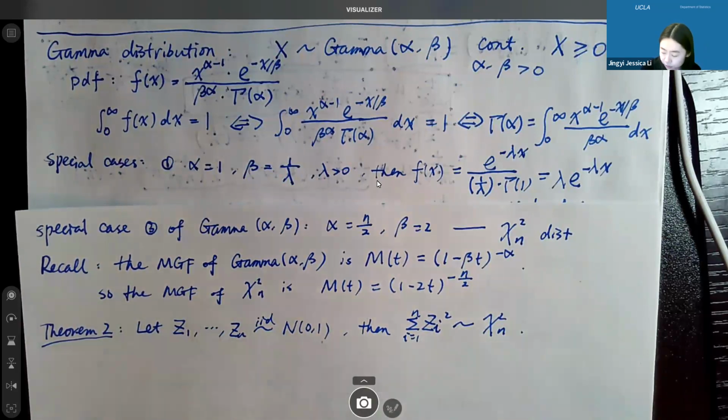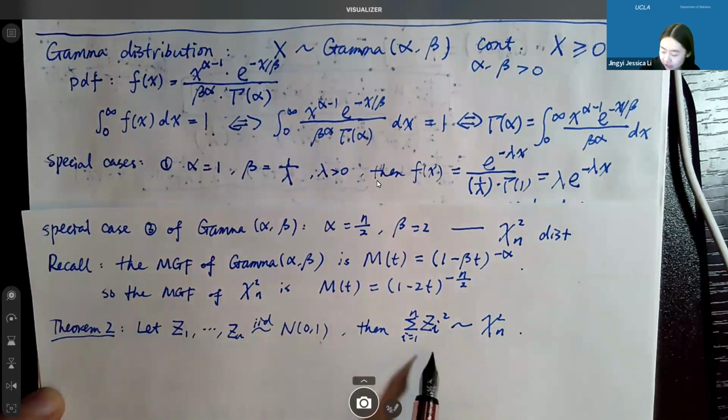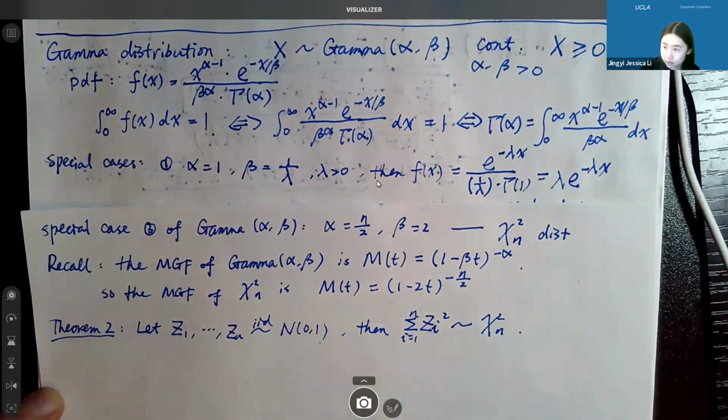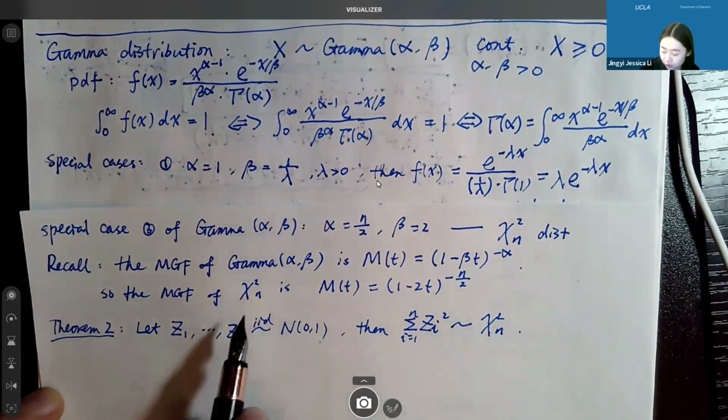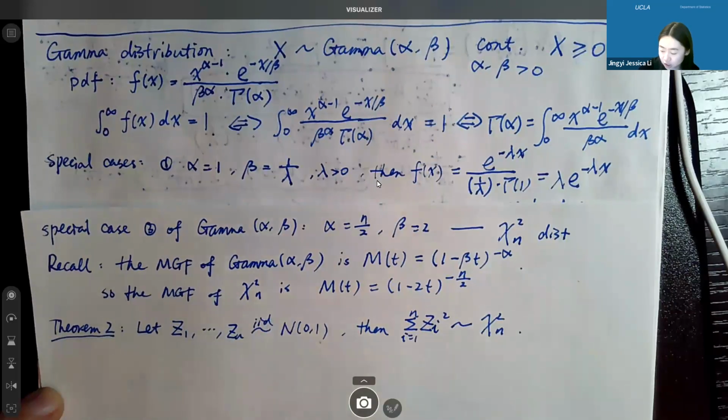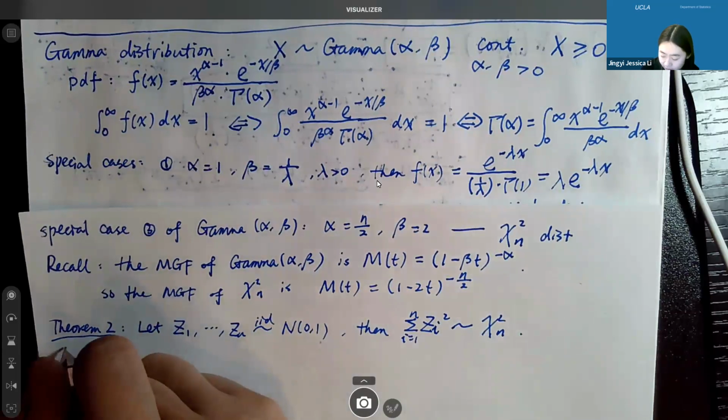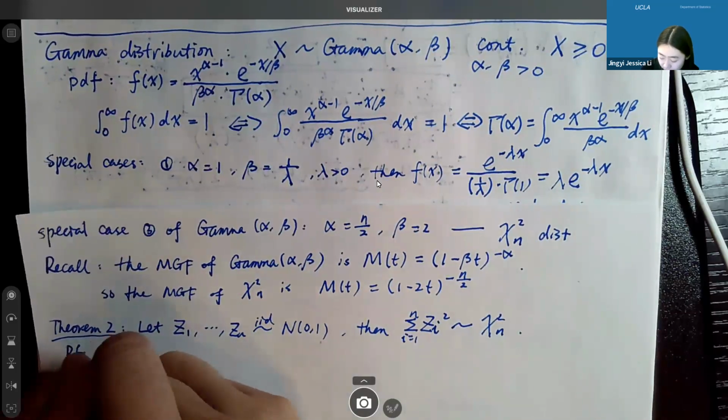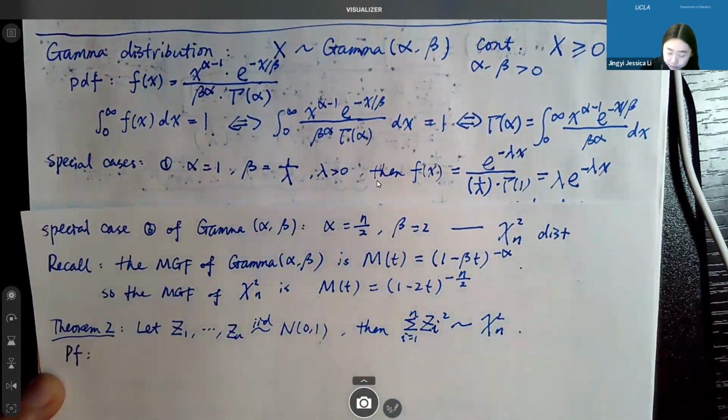Okay, so to prove this, we are going to use the MGF. The reason is that we already know each Zi squared is chi-square 1, so we know their MGF from here. And then we just need to show the MGF of their sum is this. So the proof is to use the MGF.